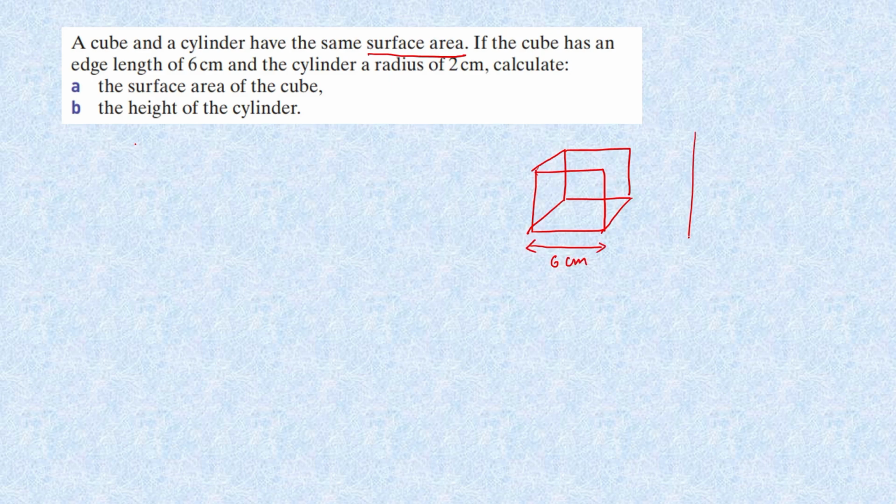And we have a cylinder. This is just a rough figure of everything. We have a cylinder whose radius is 2 centimeters, and we have been given that the surface area of both these objects is the same. Now we know how to calculate the surface area of a cuboid.